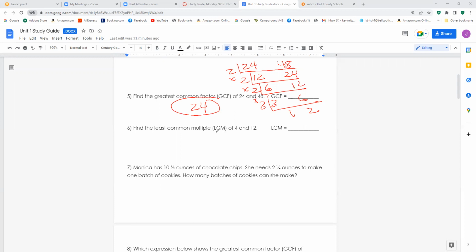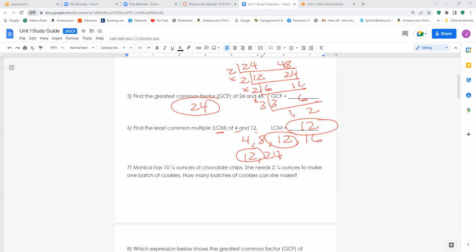All right, now the next one, number 6, we want to find the least common multiple. So I could do the ladder method, or since these numbers are pretty small, let's just list the multiples of 4. So 4, 8, 12, 16, so on and so forth. 12 times 1 is 12. 12 times 2 is 24. Oh, I can already stop, right? Because I see the smallest multiple of 4 and 12 is in fact 12. That's it.